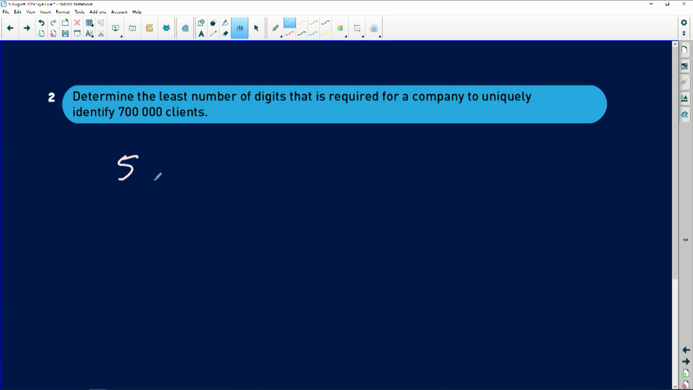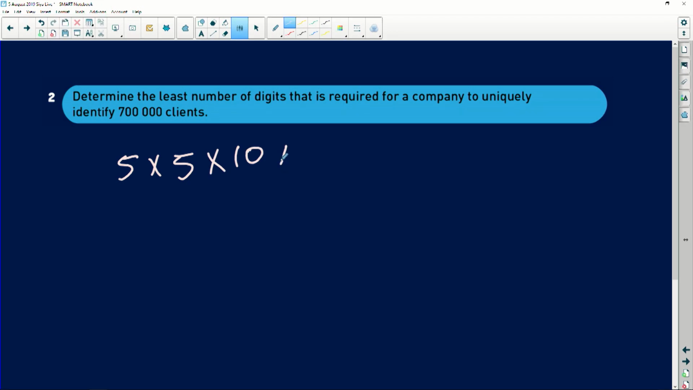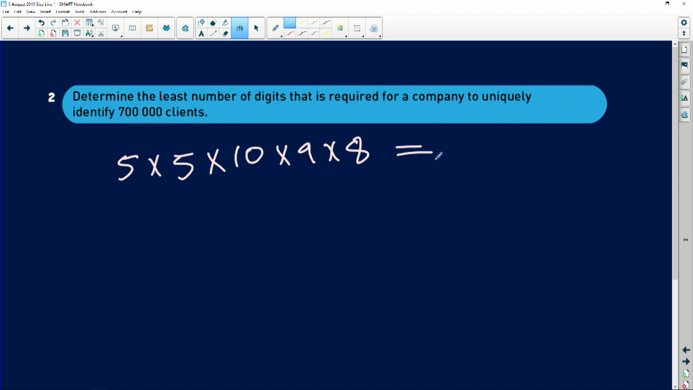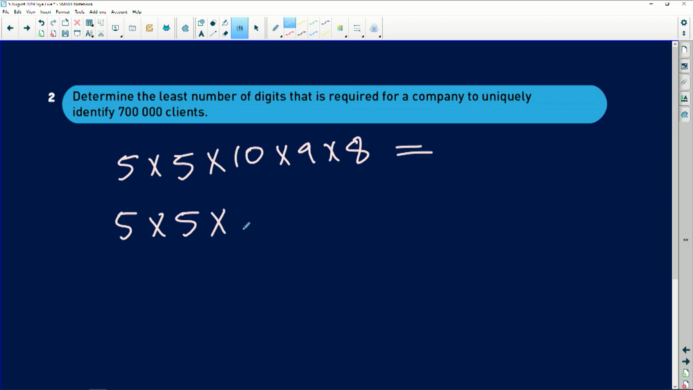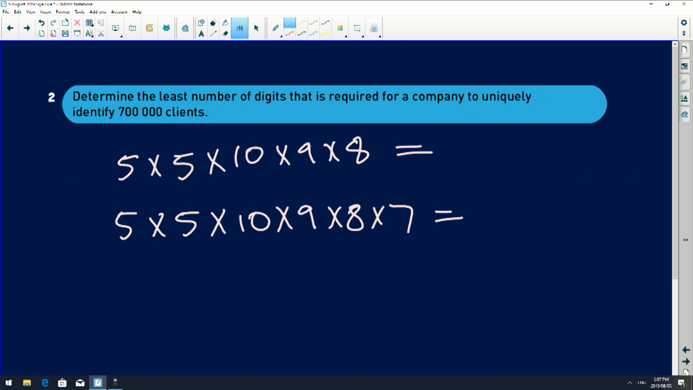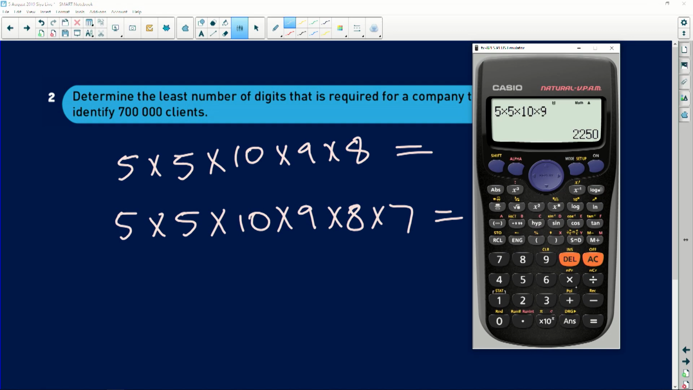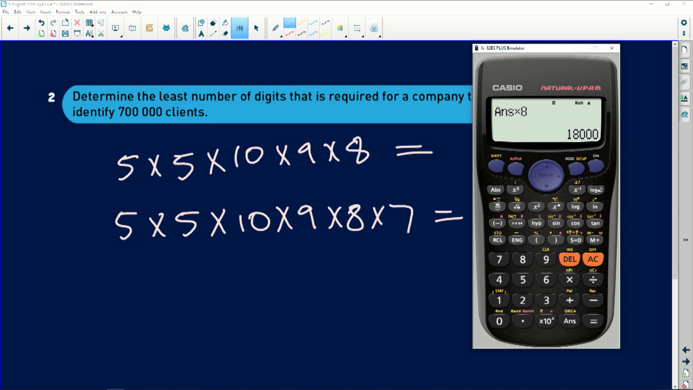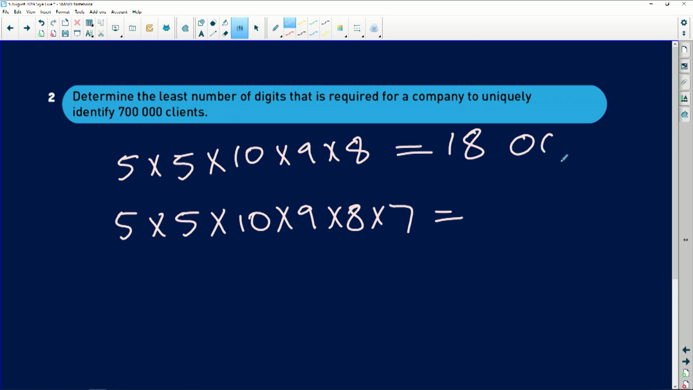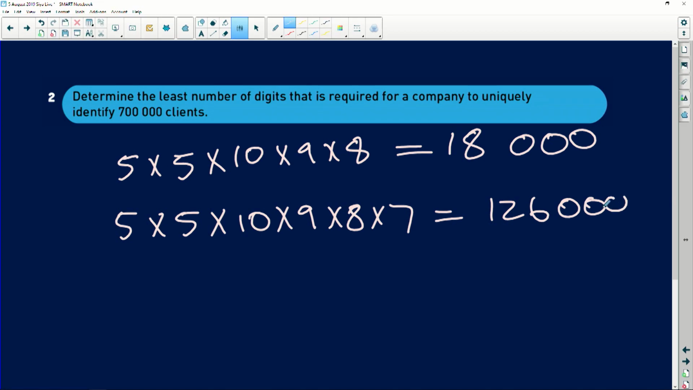So I have 5 again, multiplied by 5, and then 10 multiplied by 9 multiplied by 8, and I'm going to try and see how many people I can cover there. And I say 5 multiplied by 5 multiplied by 10 multiplied by 9 multiplied by 8 multiplied by 7, and I check how many people I can cover even there. If I'm still not there, then I will be adding my numbers. So I will say this multiplied by 8, which will be equal to 18,000, and then multiplied by 7, and this will be 126,000. So this is 18,000, this is 126,000, and I'm still very far from that.